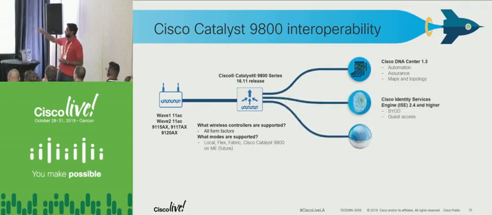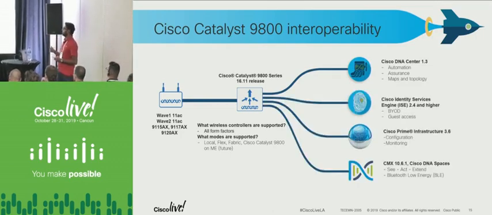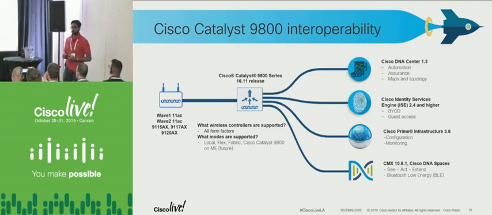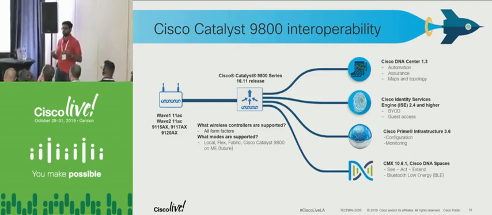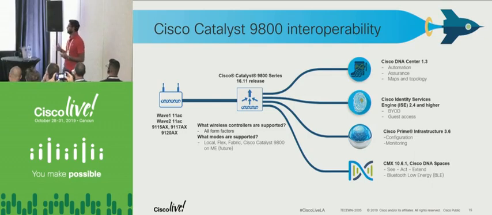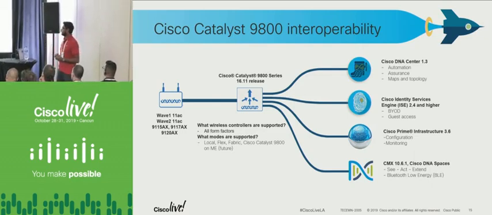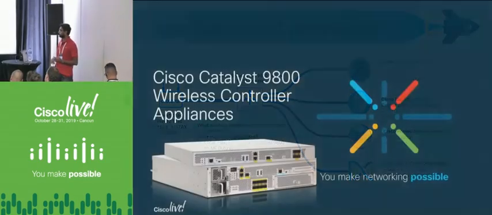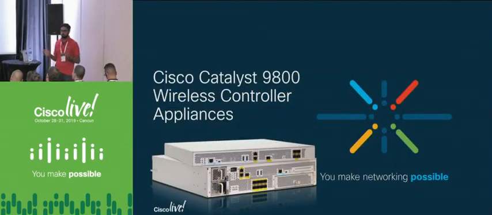And on the 16.11 release, which is the second release, it integrates with DNA Center 1.3. If you're on the first release, 16.10, it would integrate with 1.2.10 of DNA Center, ISE anything higher than 2.4, Prime Infrastructure anything 3.6 or higher, and CMX 10.6.1, and also the latest DNA Spaces via the direct connect option or the CMX tethered option. So this is like a solution overview. Let's have a closer look at the intelligence feature and how you can deploy this IOS XE on various appliances.